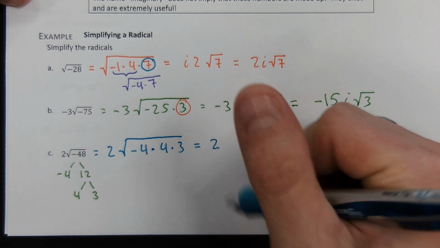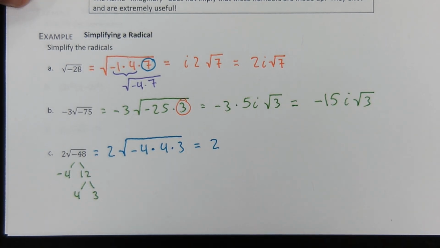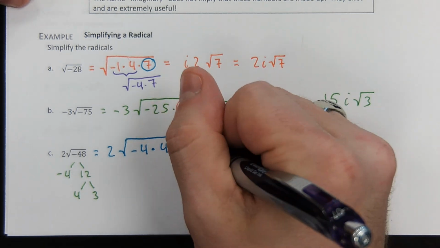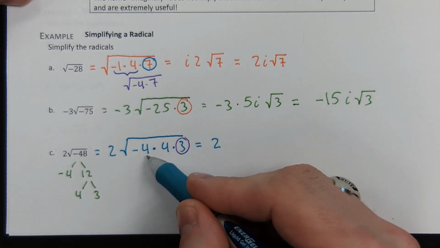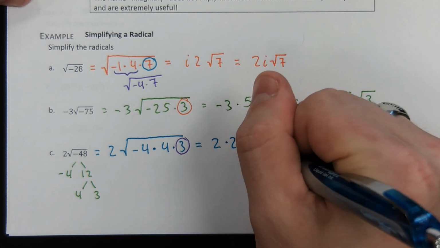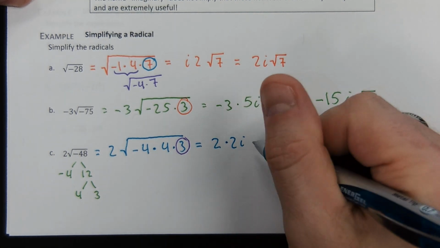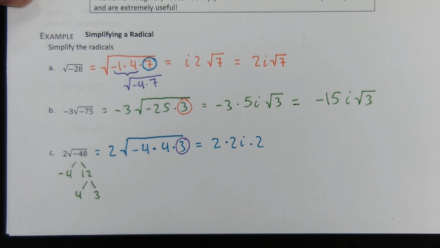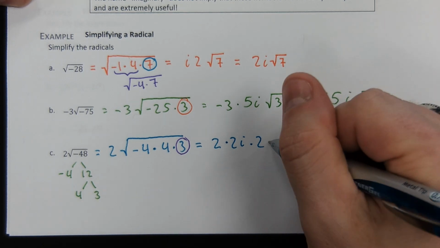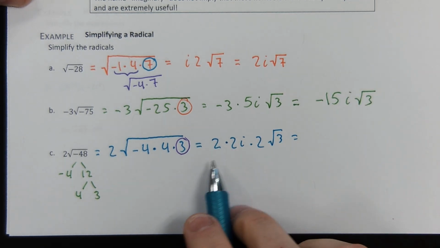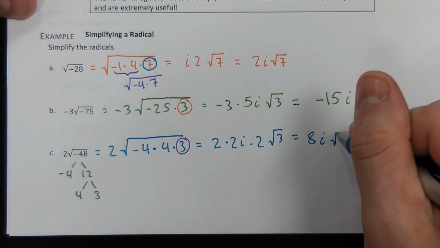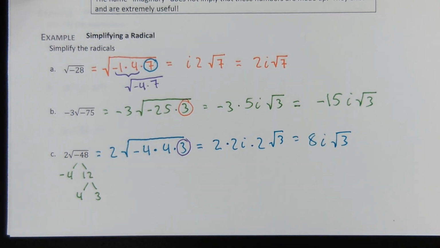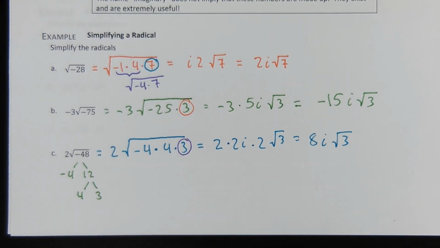I've got the 2 on the outside. Oh, I almost forgot to circle the stuck thing. Purple feels good. 3, you are trapped. Okay. Square root of -4 will be 2i. Square root of 4 will be 2. And, well, that 3 is trapped. Can't do anything with it, so 3. 2 times 2 times 2 is 8. So this is 8i root 3. Ta-da! That's it.